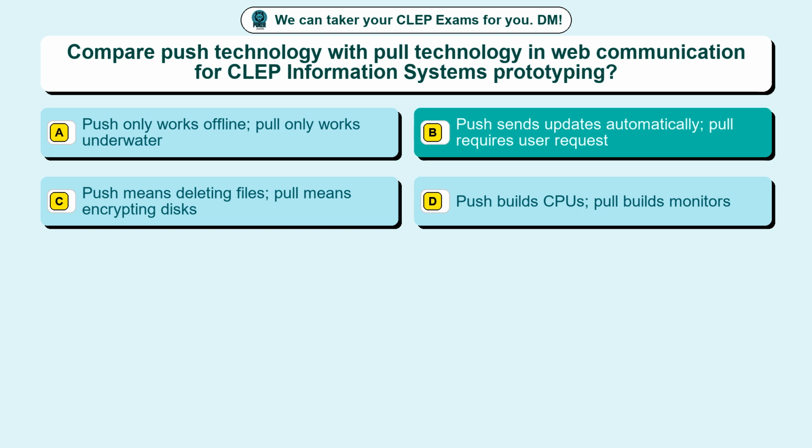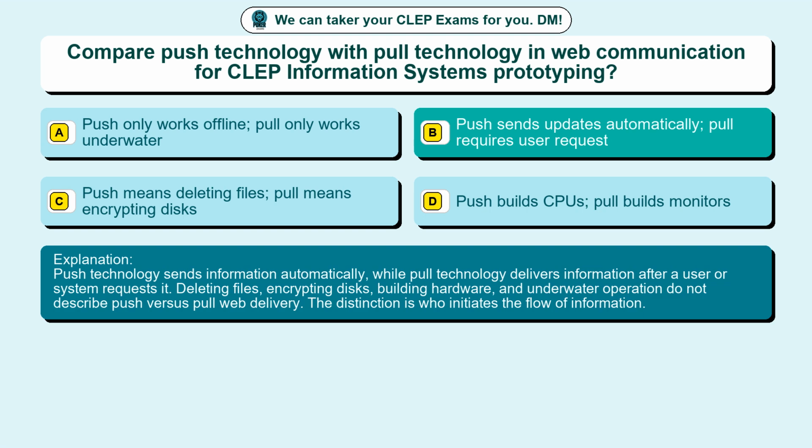Push sends updates automatically, pull requires user request. Push technology sends information automatically, while pull technology delivers information after a user or system requests it. Deleting files, encrypting disks, building hardware, and underwater operation do not describe push versus pull web delivery. The distinction is who initiates the flow of information.